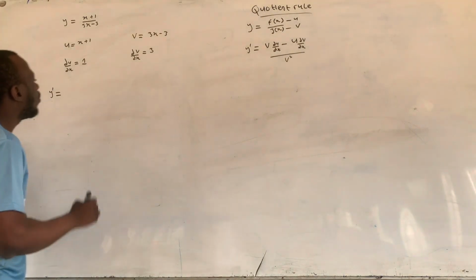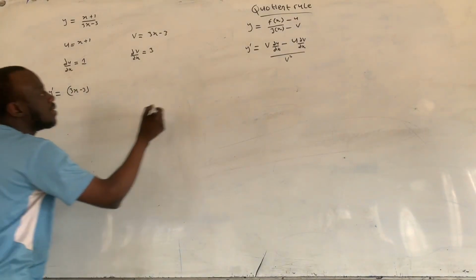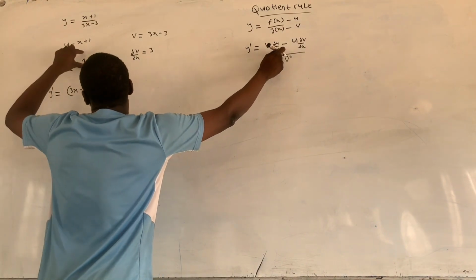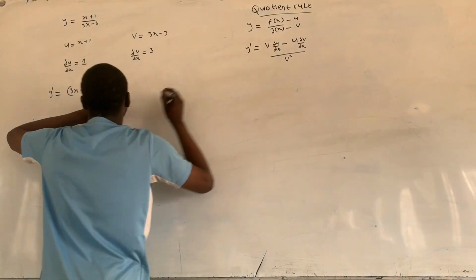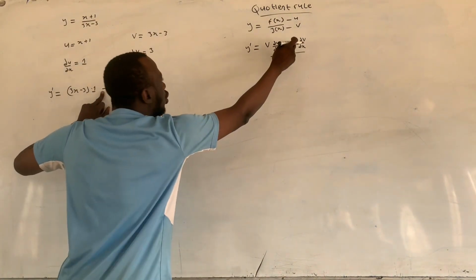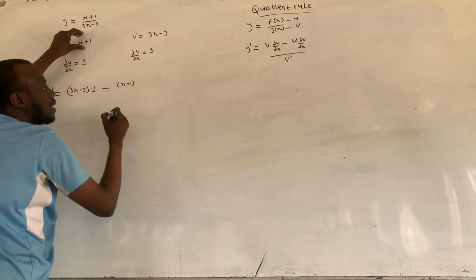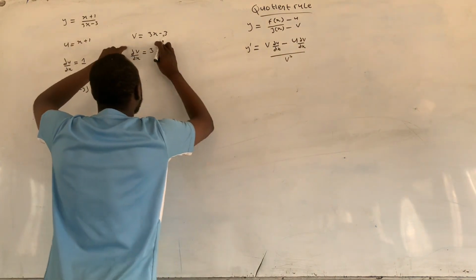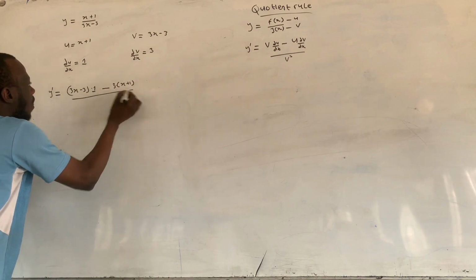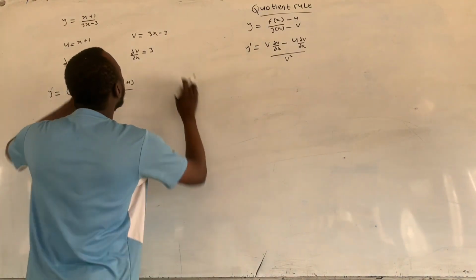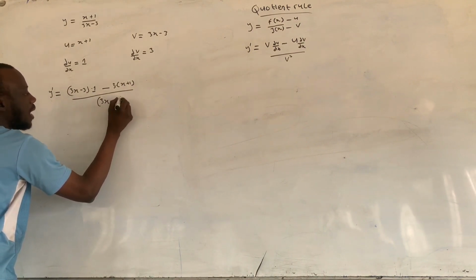So now remember that the formula says y prime is equal to our v, which is 3x minus 3, times du over dx, which is 1. Here we have a minus sign. Minus our u, which is x plus 1, times dv over dx, which is 3. All over v squared. What's our v? Our v, 3x minus 3, all squared.